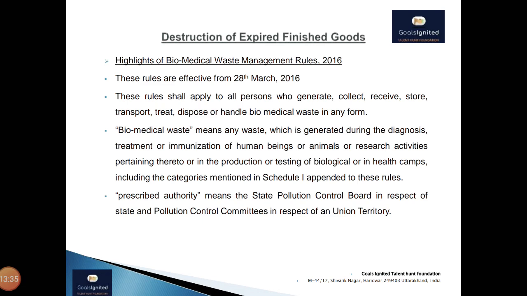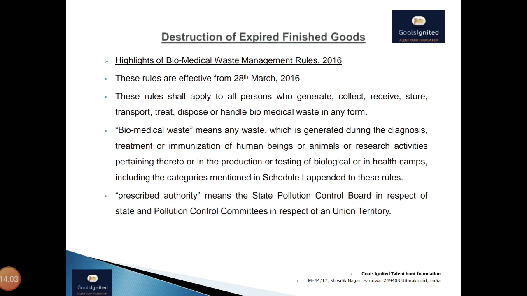So biomedical waste, what is the definition of biomedical waste? Biomedical waste means any waste which is generated during the diagnosis, treatment or immunization of human beings or animals, or research activities pertaining thereto, or in the production or testing of biologicals, or in health camps, including the categories mentioned in Schedule I appended to these rules. So this is the definition of biomedical waste.